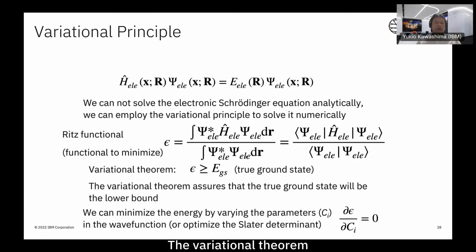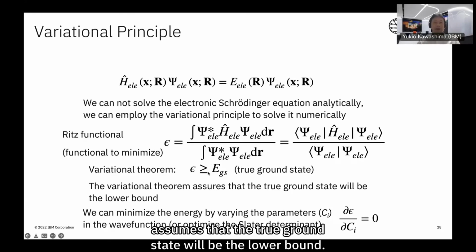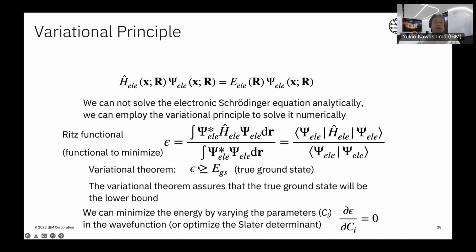Minimizing this function is equivalent to minimizing this expectation value under the constraint of this being 1. The variational theorem says that the true ground state energy will be the lower bound. So what we can do is minimize the energy by varying the parameters, or varying the wave function, or optimizing the Slater determinant. We can put the trial wave function in it and repeat until the convergence criteria are fulfilled.